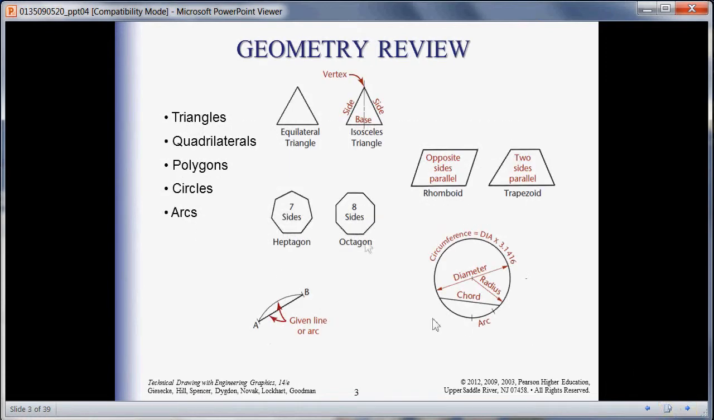Okay, so let's take a look at our basic geometry review here. Now we have triangles, quadrangles. We have polygons, which have many sides, circles, and then we have arcs as well. Remember the basics of triangles, the base and the two sides. In a rhomboid, we have two parallel lines opposite each other. In a trapezoid, we have two parallel lines, but the two on the side don't have to be parallel. Then we have the standard heptagon and an octagon. Then we have the hexagon, which is 6 sides.